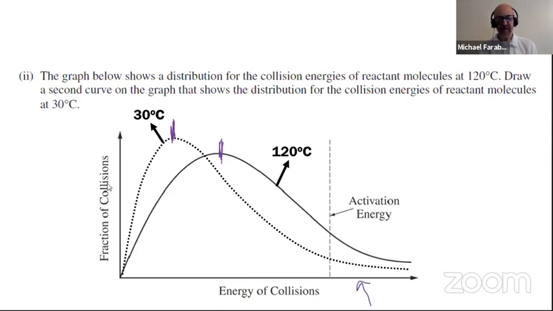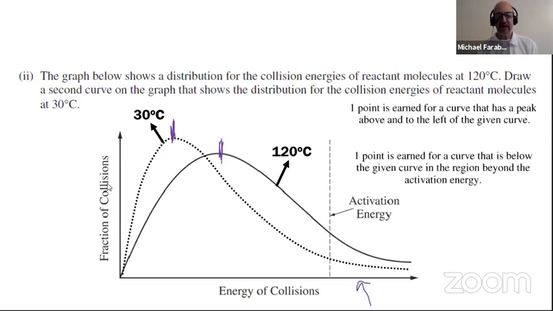Okay, so in terms of getting this particular question correct, this part of the question was worth 2 points on the scoring guidelines, 1 point for a student's drawing in which the curve has a peak that is above and to the left of the given curve. And then the second point is earned for a curve that is below the given curve in the region beyond the activation energy right there.